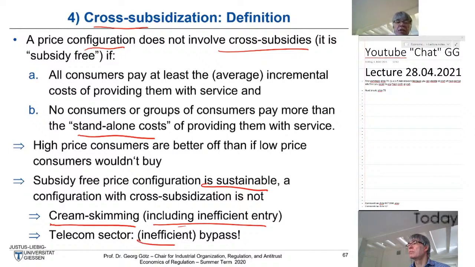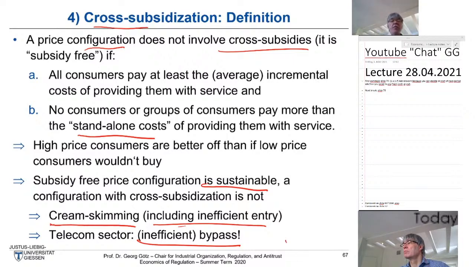A similar point is inefficient bypass. Here, inefficient bypass means that a company builds up its own infrastructure. That's what you saw in business areas in many cities at a time when telecom prices were still high. So international companies just dug or laid their own cables and provided their own telecom services. This is all the result of cross-subsidization.